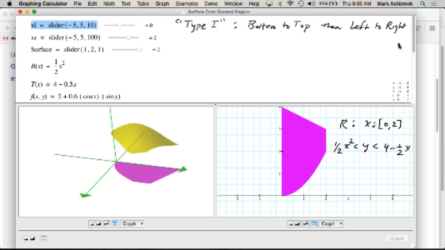So what is the bottom of it? No, the bottom is not 0, right? The bottom is our 1/2 x squared. And our top is 4 minus 1/2 x. So bottom to top is what? dy first. And then dx last. This is what we mean by type 1 integral. Bottom to top, then left to right.